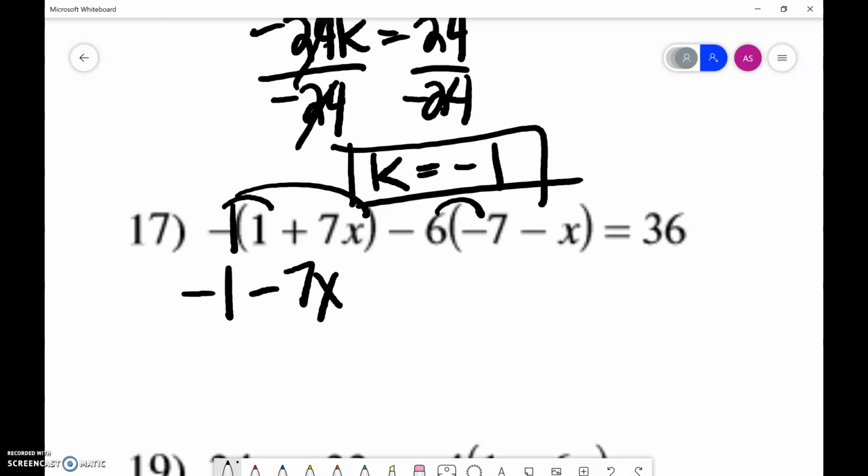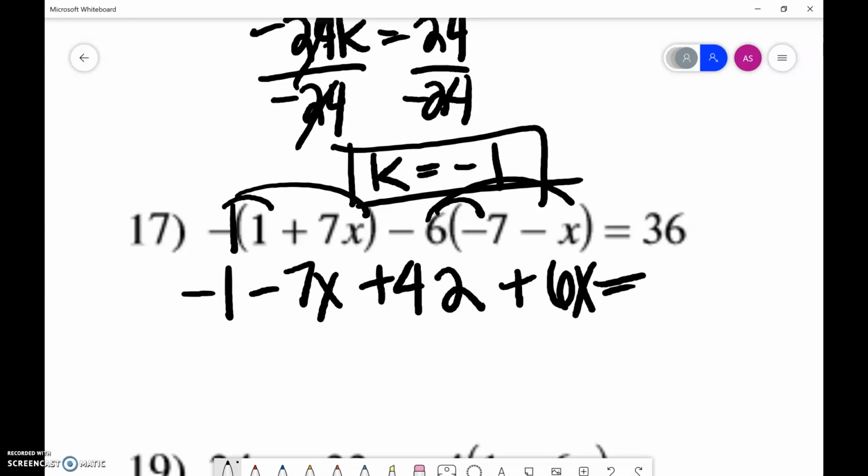Then here, with this being -6, I'm going to consider that to be -6. So that means I have to distribute that negative along with that 6 into the inside. So I'm going to have +42. And then I'm going to have -6 times -x. That's going to give me +6x. Okay, then I bring down that equals 36.